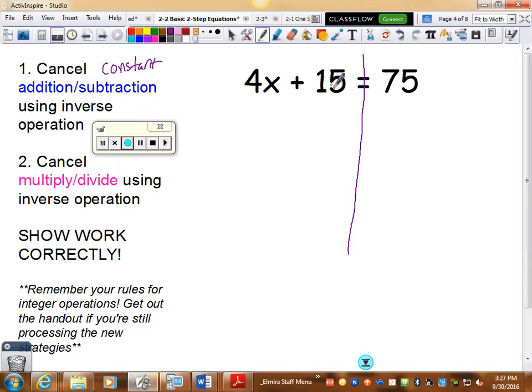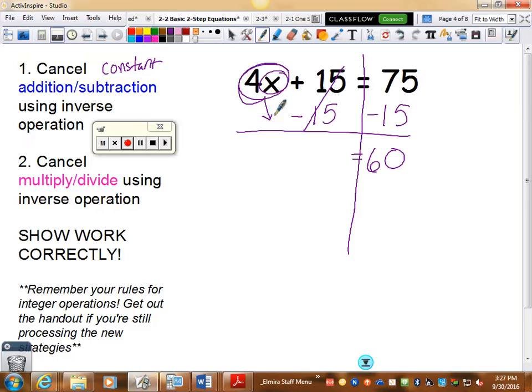So it says plus 15. The opposite would be minus 15. So that's how we cancel something off. Remember, my goal is to find x. So that would be to cancel that off. 75 minus 15 is 60. And 4x, don't get lazy on me, guys. Bring that all the way down. 4x. Rewrite it.